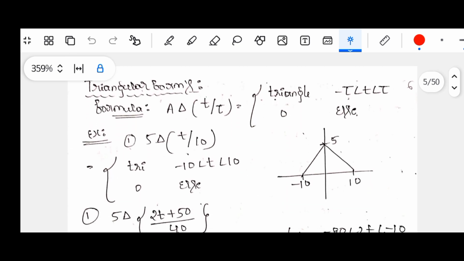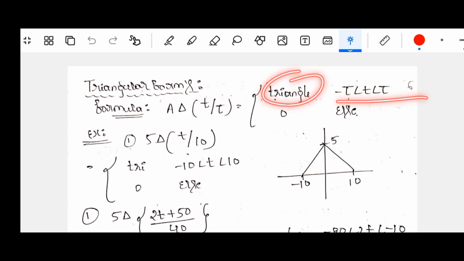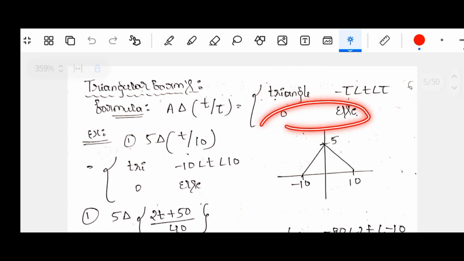Let's see the triangular functions. What is the formula? A into triangle of t by tau. So triangle, minus tau less than t less than tau. It will be 0 else.